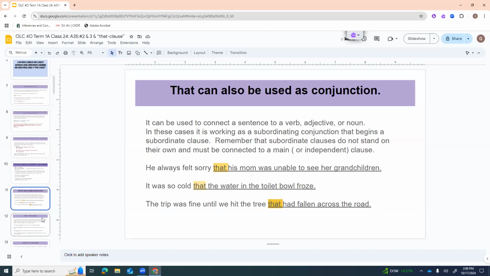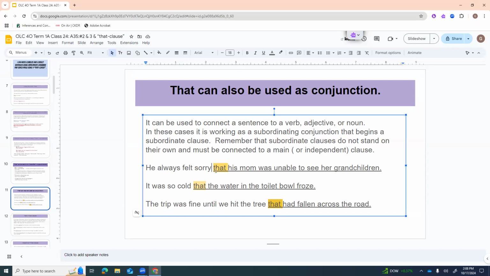Now, the reason I'm mentioning this is that sometimes people are used to seeing "that" at the beginning of a sentence. So what they're doing is putting a period here and turning the first letter into a capital letter, making it the beginning of a sentence. But this type of "that" is a connector. It has to connect two parts of a sentence. It's not standing on its own. I'm not saying "that his mom." I'm not pointing to the mom. I'm connecting what he feels sorry about to what's going on with the mom. So I cannot use it at the beginning of a sentence in that way.